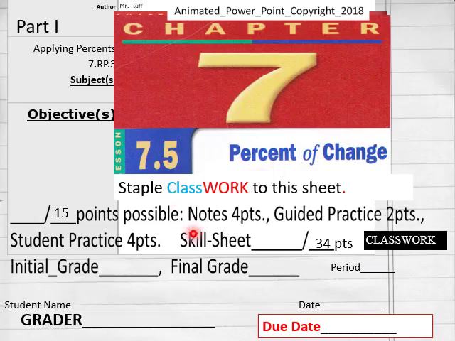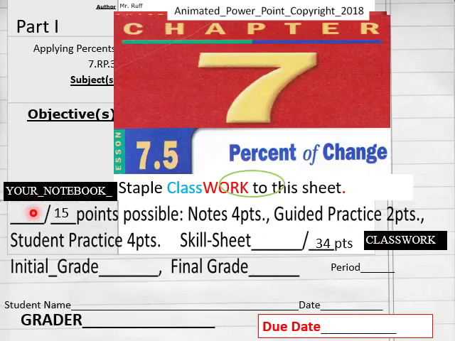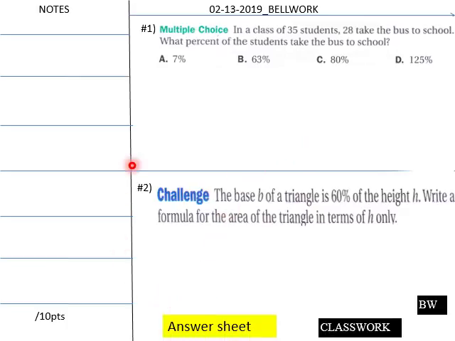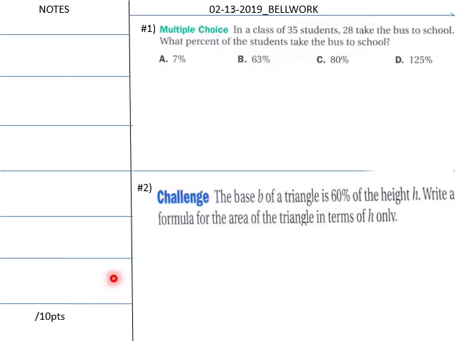Today we have a 34-point skill sheet for classwork, and we have 15 points here of a notebook guide for you at the email. Today's bell work, teachers, is multiple choice, and then a challenge question down here, students. Give your students 5-6 minutes here.